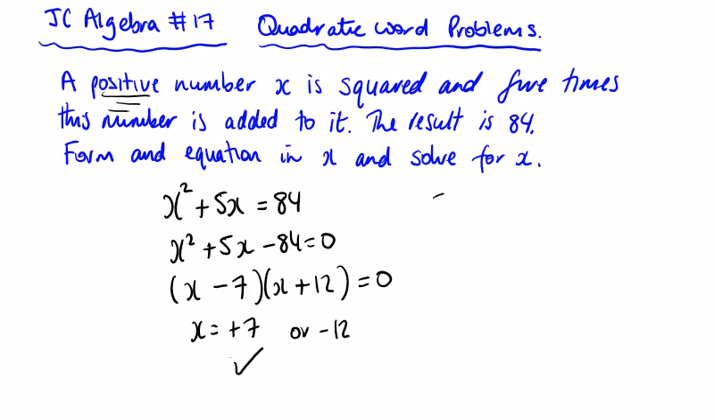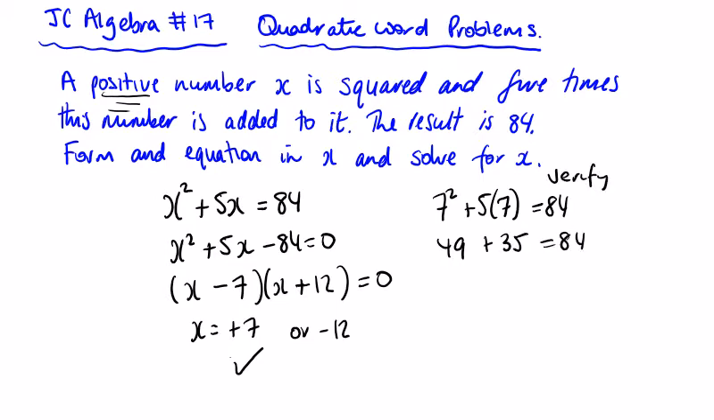Let's just check. 7 squared plus 5 times 7 equals 84. And this is a verification if you're asked to verify. 49 plus 35 is 84. So 84 equals 84. So let's just look at how we would create this type of question.